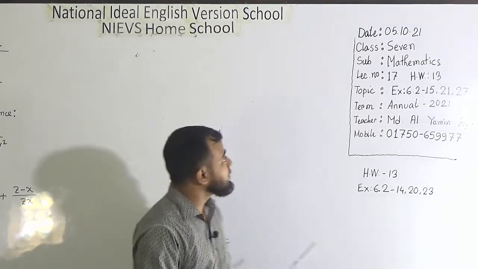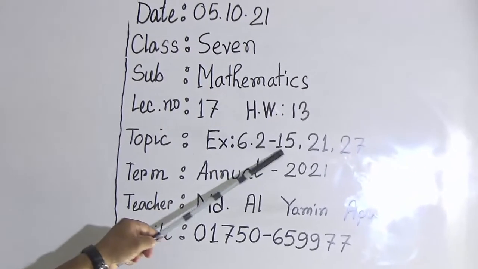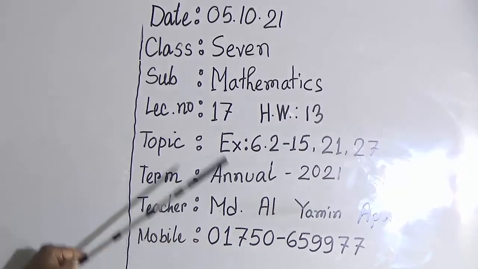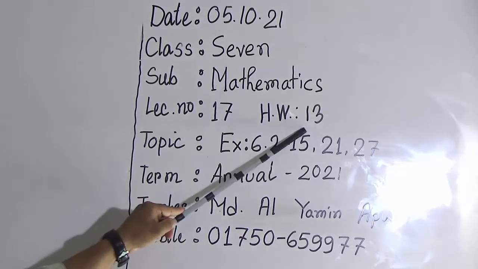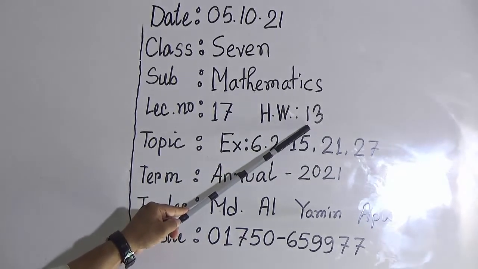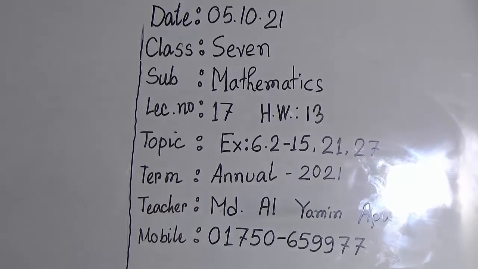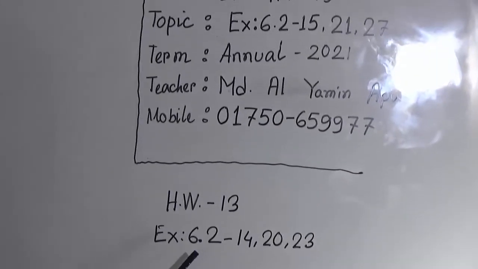So let's start. Our today's topic is exercise 6.2, question number 15, question number 21 and question number 27 we will solve today. And your lecture number is 17 for the annual term examination. You have the homework, your homework number is 13. Please mention the homework number in the assigned homework copy. As your homework, you should do question number 14, question number 20 and question number 23 from exercise 6.2.